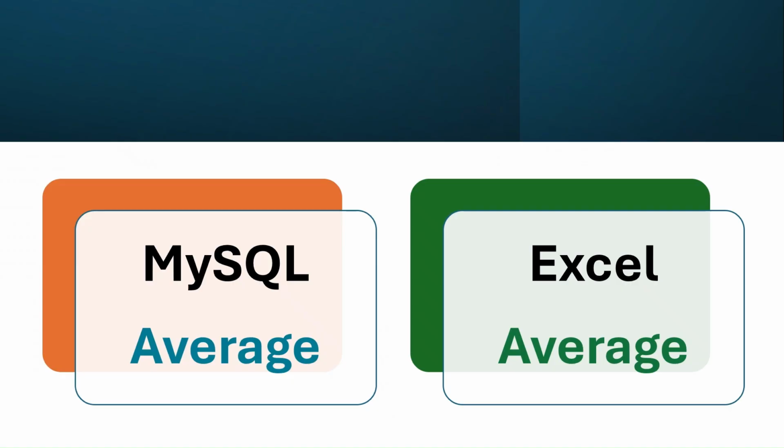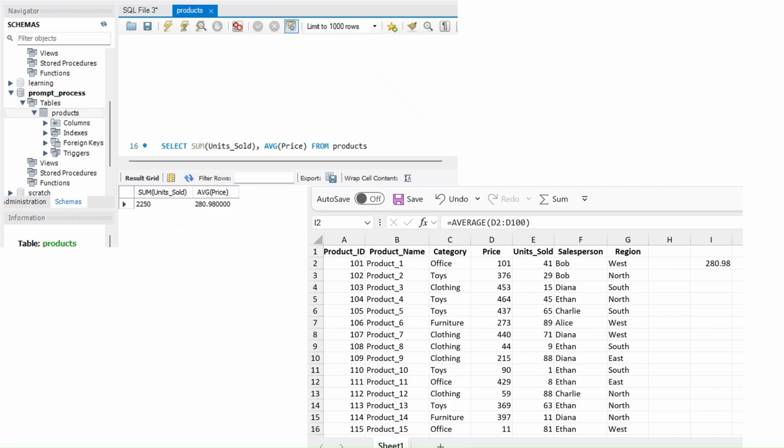Now let's go to average. We call it aggregate functions in MySQL. MySQL gives us aggregate functions like average, sum, and count to summarize data across rows, which is basically the same for Excel. Now, let's say we select average, which is the price, and the sum, the unit sold, and count from the product.